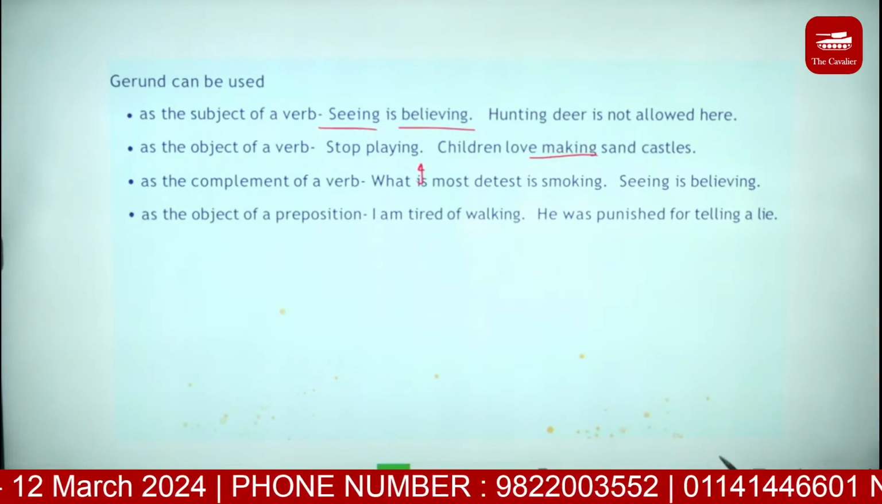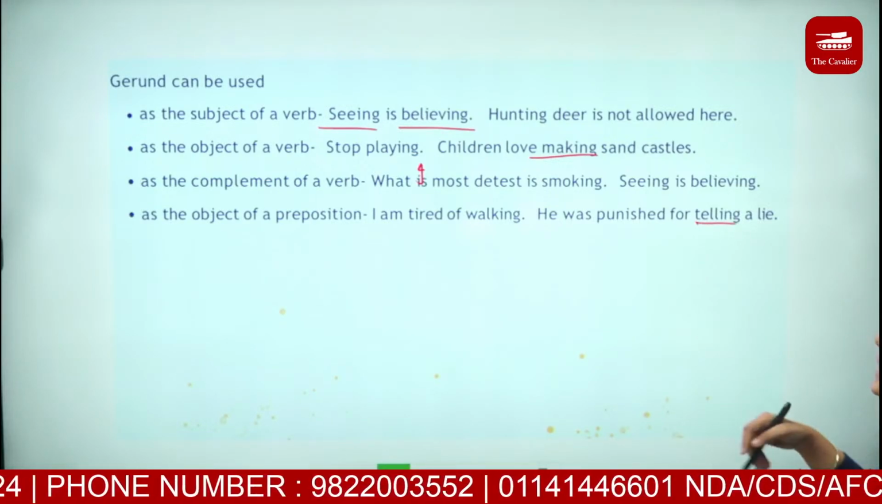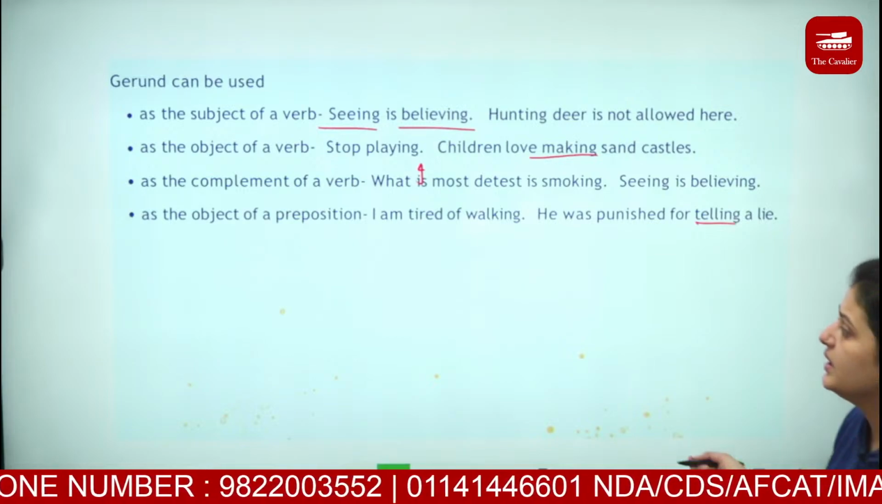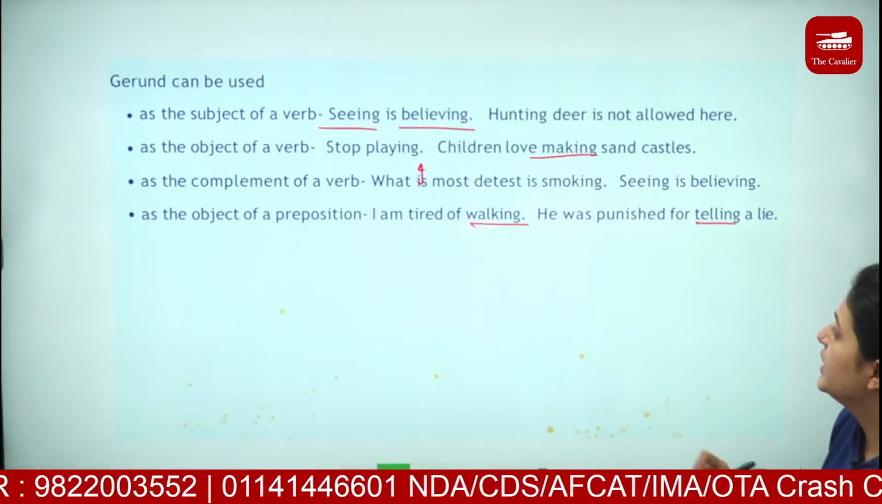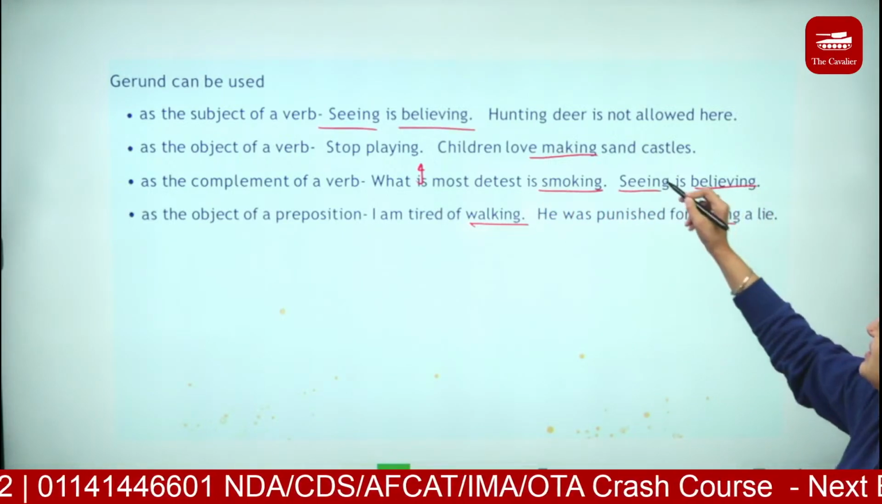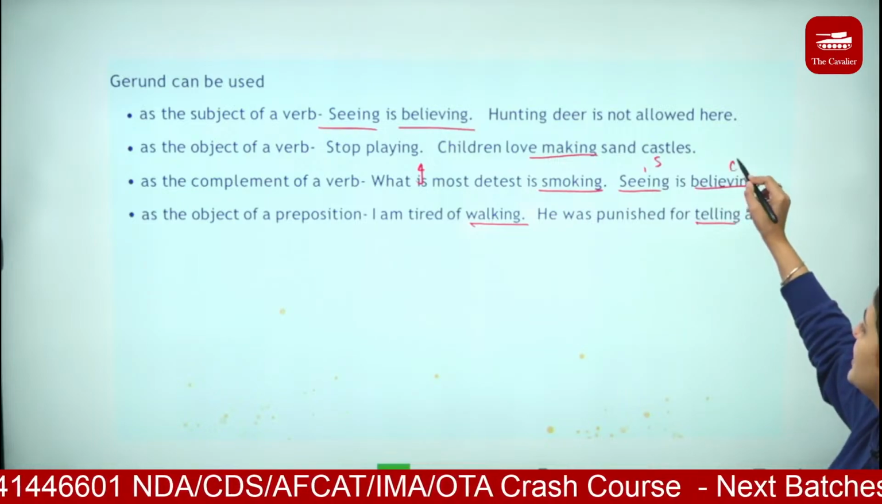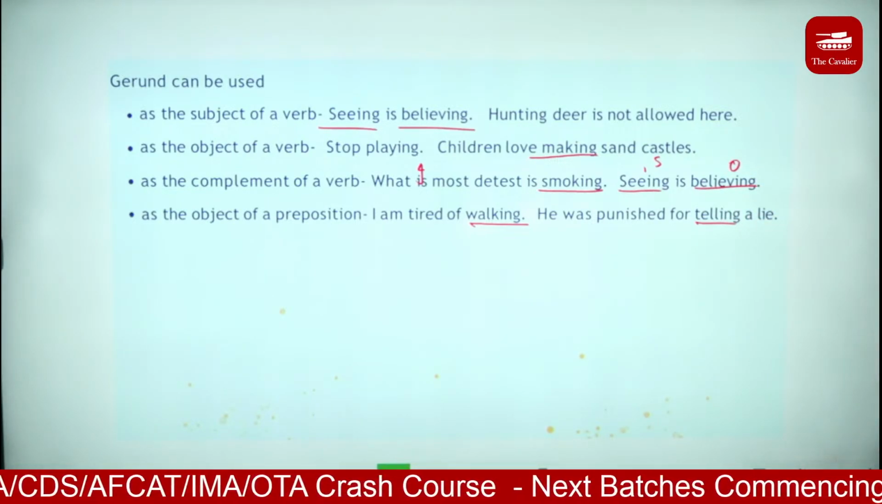Okay, he was punished for telling a lie. Okay, so telling a lie. Clear everyone? यहाँ पर I am tired of walking. Okay, what I most detest is smoking. Seeing is believing. Here seeing is what? Subject. Believing is what? Object. Clear everyone? This is very, very important.